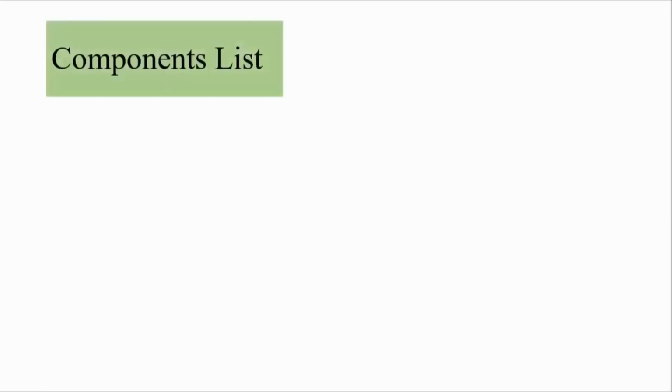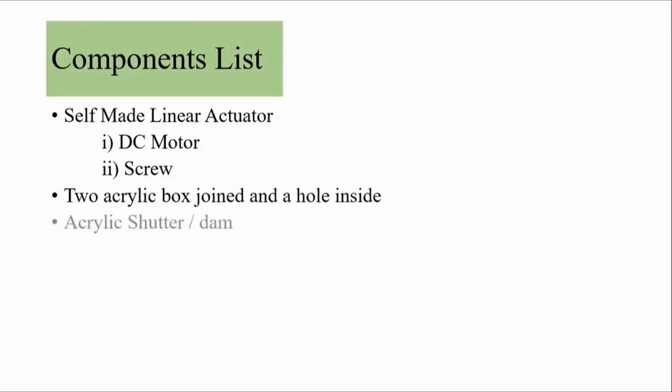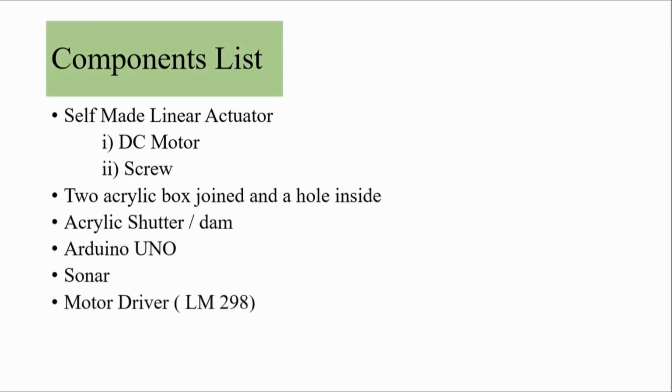So now the component list of our project. At first, we use a self-made linear actuator made from a DC motor and screw. Two acrylic box joints and a hole inside. Acrylic shutter dam. Arduino Uno. Sonar. Motor driver L298. DC supply.